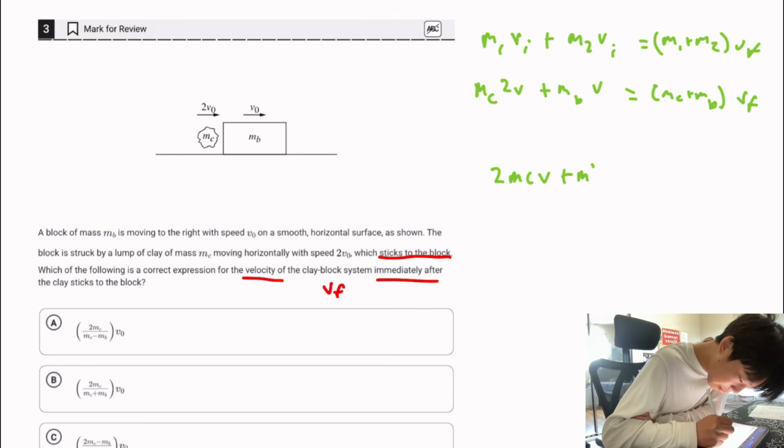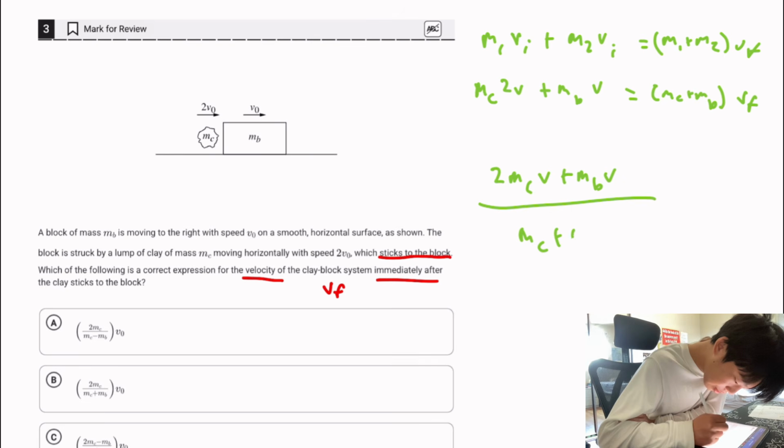So we get 2mc v plus mb v, over mc plus mb, equals vf. My fault, guys. And boom, there's our answer.